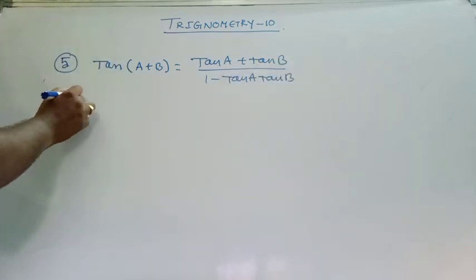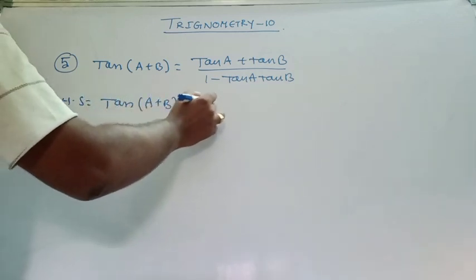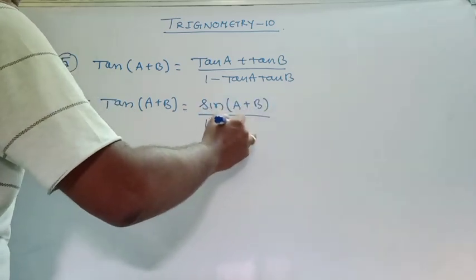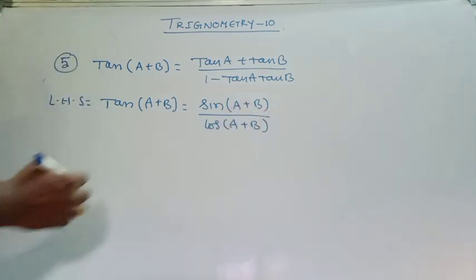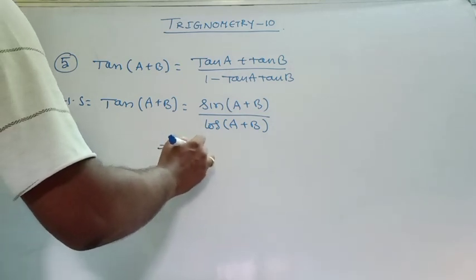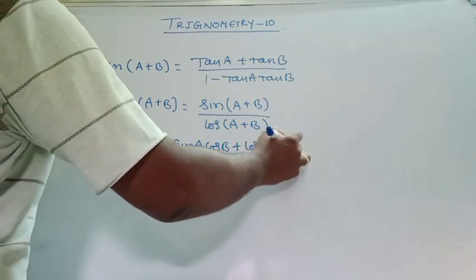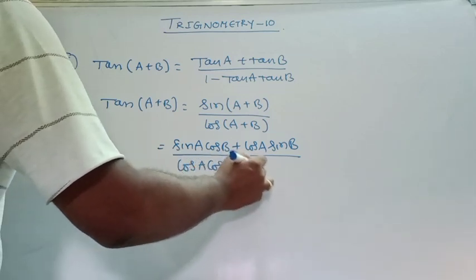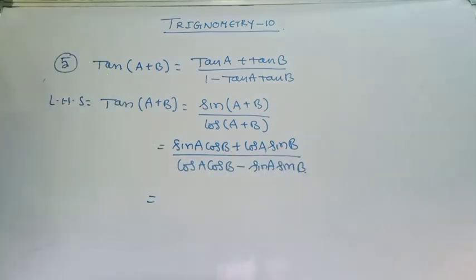For this, you see dear students, take tan of A plus B. Already we know that tan means sin by cos. So this is sin of A plus B by cos of A plus B. Once we have sin of A plus B by cos of A plus B, we can write it as sin A cos B plus cos A sin B, divided by cos A cos B minus sin A sin B.